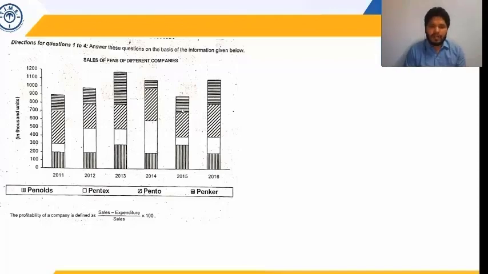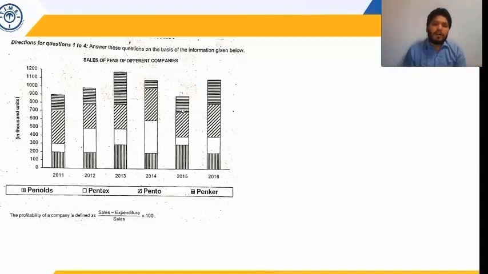Let's just read the data carefully. What does this data mean? In any DI question, we first need to focus on what the data is talking about. If we get a grip on the data, if the data is very clear in our mind, then getting to the answers will be very easy. So let's understand the data completely first, then we will move on to questions. What does this bar graph mean, and what kind of bar graph is this? This is a cumulative bar graph.